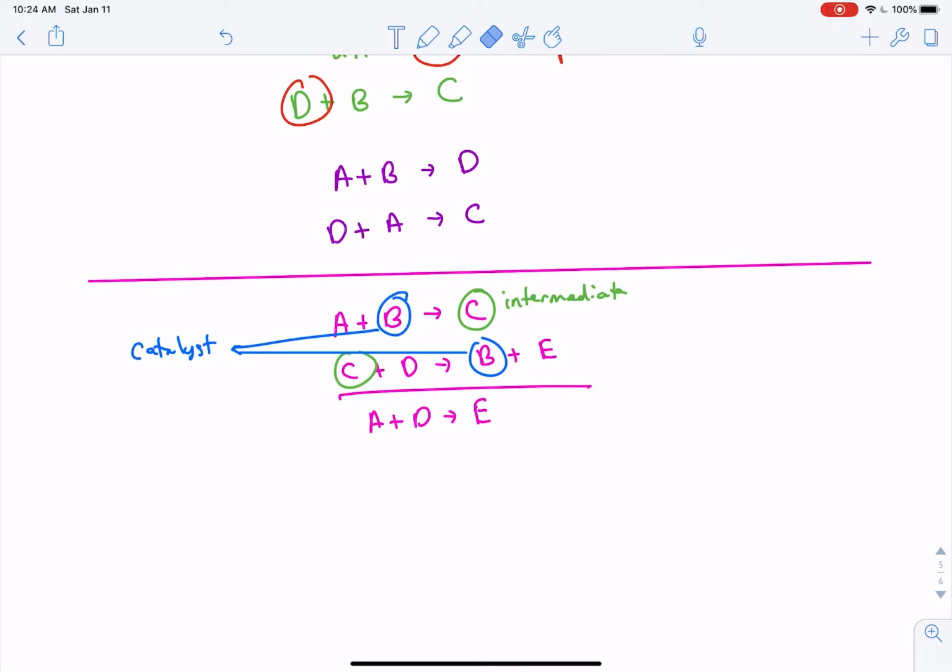Okay, so there should be no C. So A plus D yields E is the overall reaction. So a catalyst and an intermediate and how they behave in this scenario.